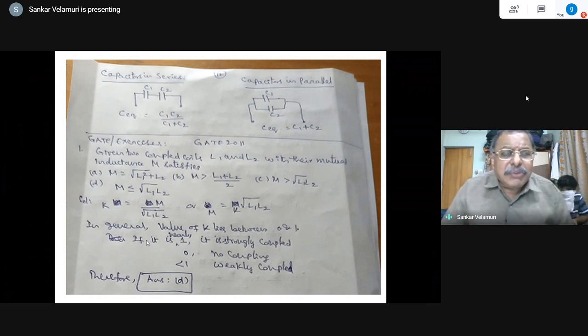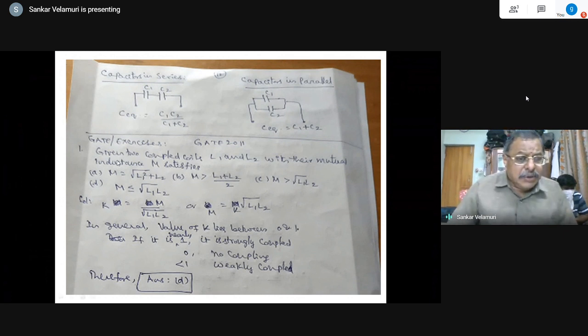I am not discussing the formula for inductance, the formula for capacitance and other things from a purely circuit point of view, because it is a prerequisite topic for the actual topic of steady state analysis, which I am going to discuss subsequently. But before that, I would like to solve some examples from GATE or other exercise problems which are of interest. I have selected some of the problems. So now I will read out the statement of the problem.